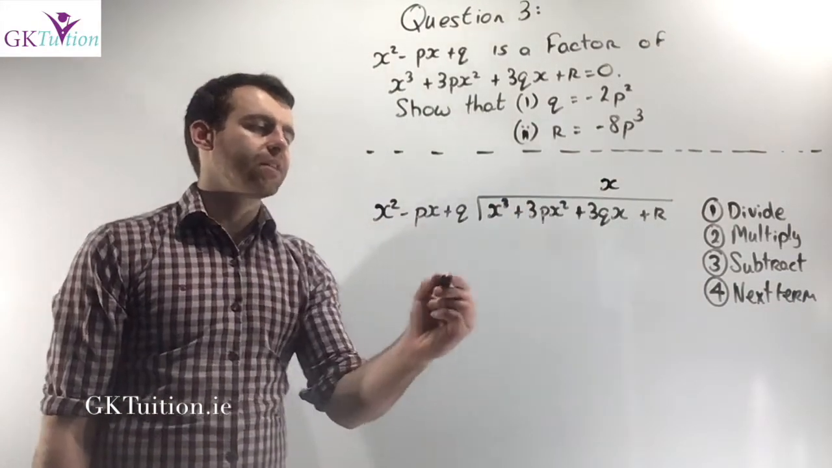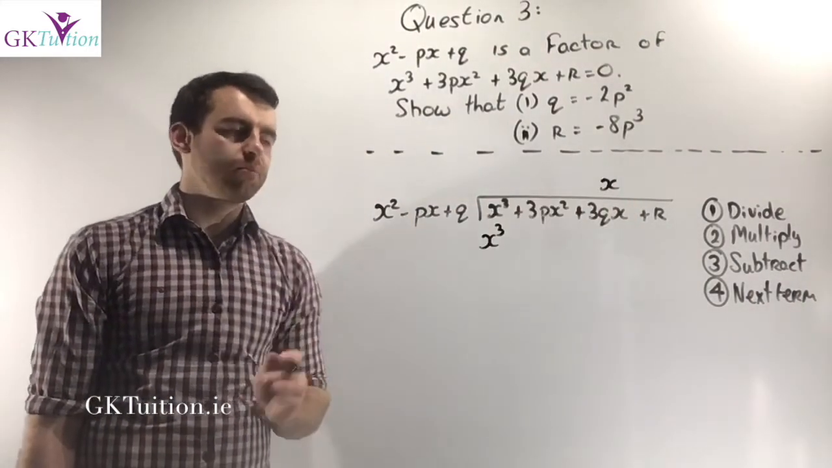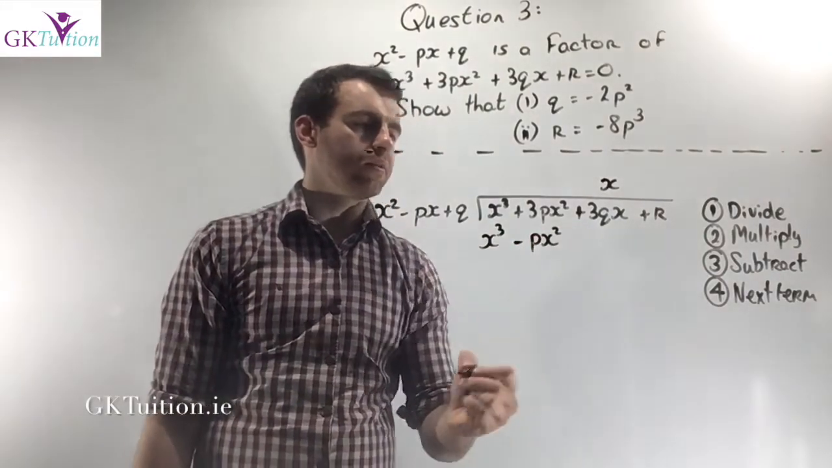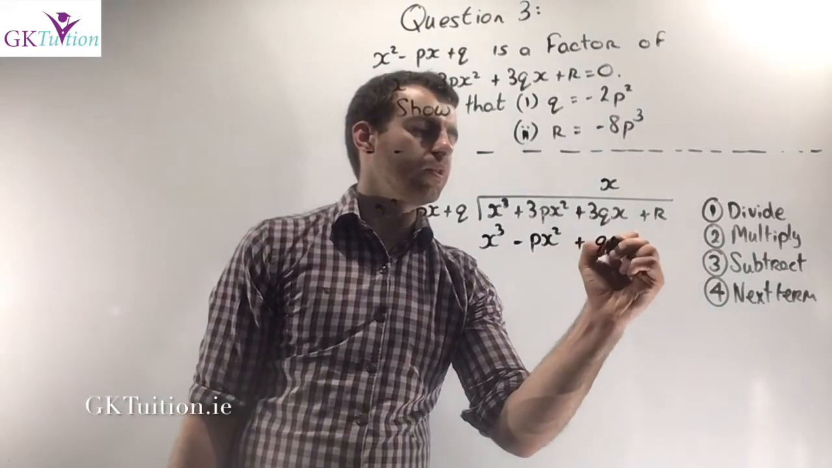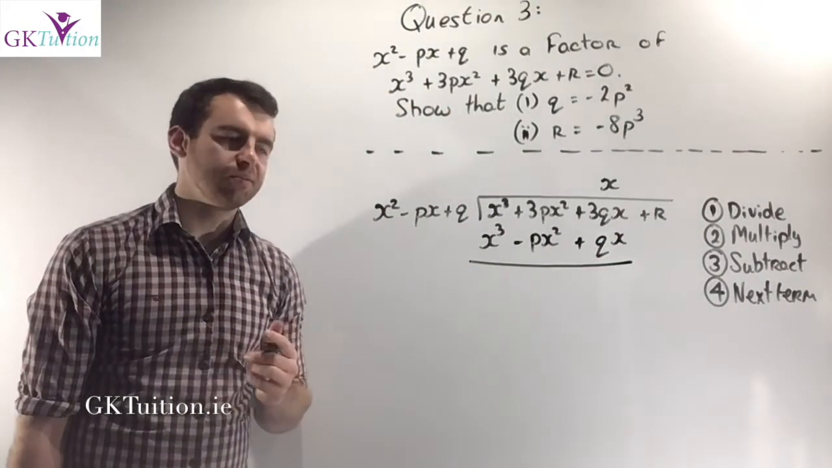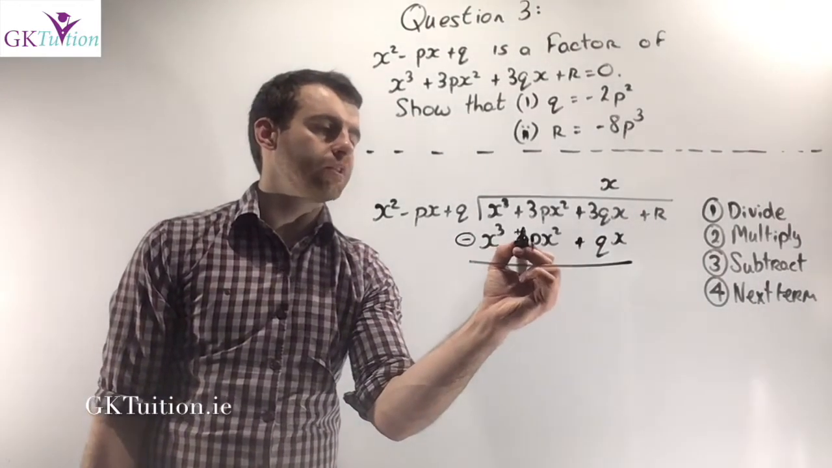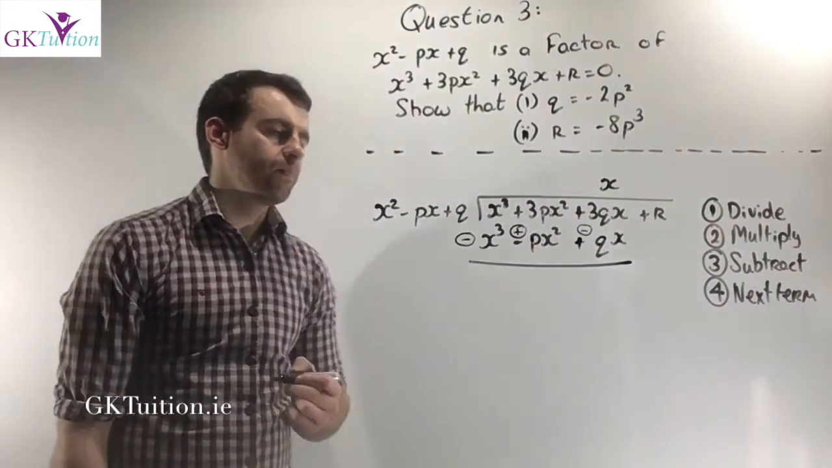X times x squared will give me x cubed. X times minus px will give me minus px squared. And x times q is going to give me plus qx. I'm now going to subtract, which means I need to change my signs. So I get minus x cubed plus px squared minus qx.